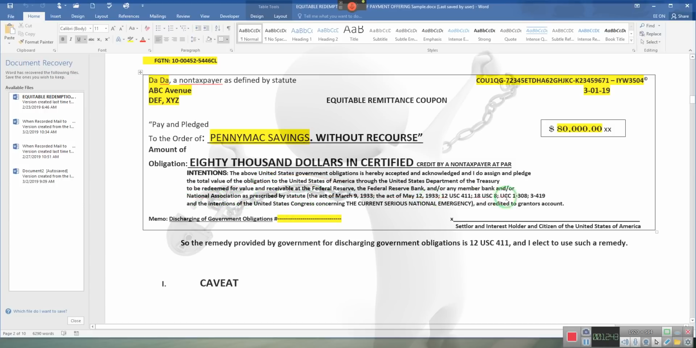See these acts right here. Okay, I'm writing this not because I want to stop the pirates, but because I actually read these acts, people. You've seen the videos. And the intentions of the United States Congress concerning the current serious national emergency and credited to the grantor's account. Who's the grantor? That's you. Your name and address go there. You the grantor. Okay? Now pay attention so that you get it.